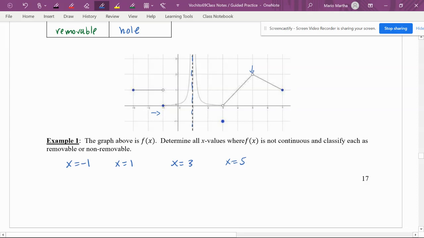Now that we know this, we can determine which types of discontinuities we have. For sure, at x equals -1, we have a jump in the graph. And then at x equals +1, we have a vertical asymptote. So these two are considered the non-removable discontinuities.